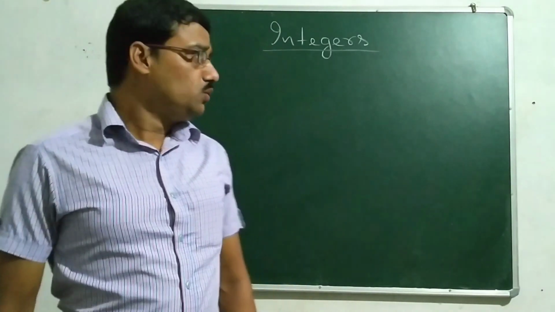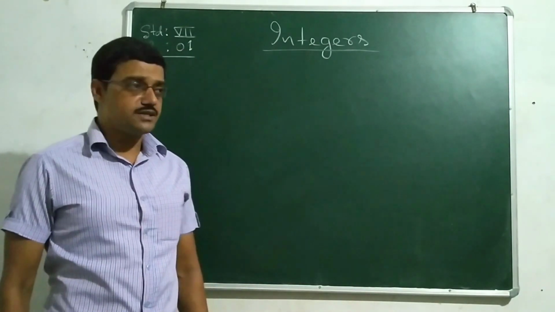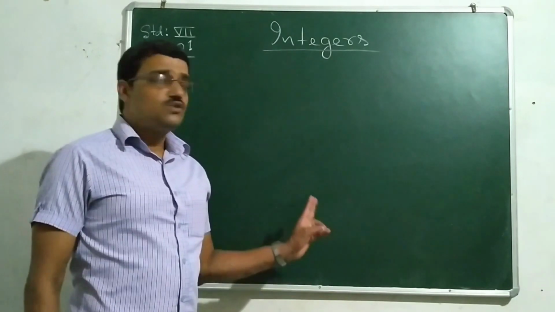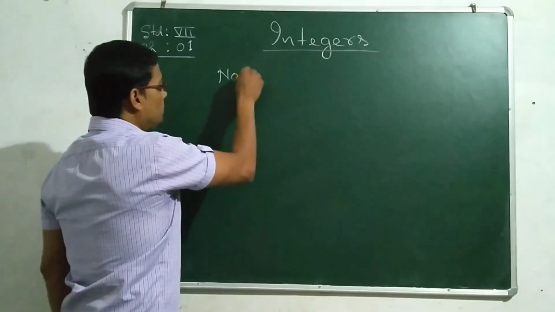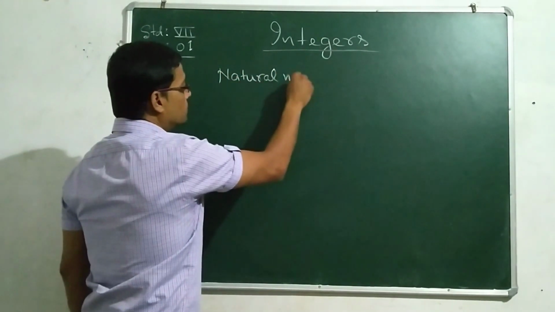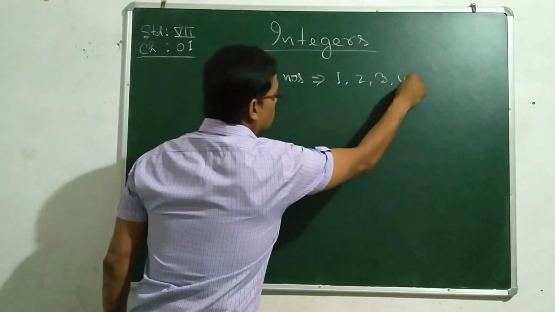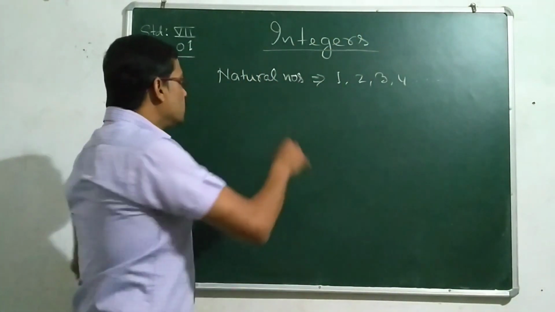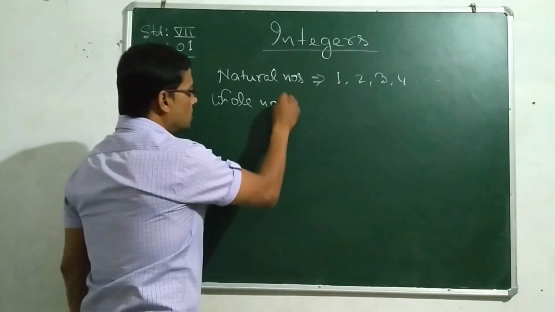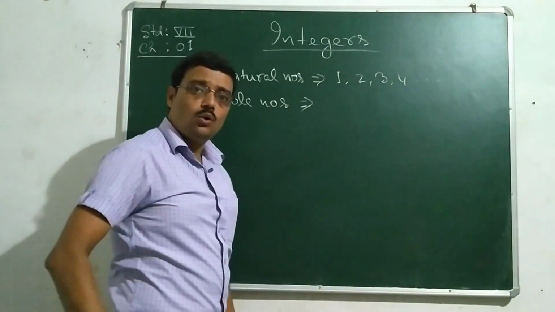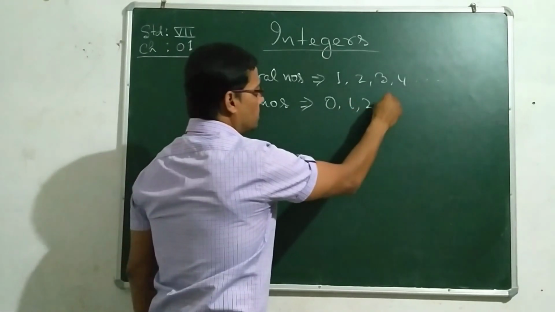I am going to explain you the first chapter of Standard 7, that is integers. In the previous class, you had learnt about natural numbers. Of course, natural numbers were 1, 2, 3, 4, and so on. Thereafter you had learnt about the whole numbers. Whole numbers included the zero and the natural numbers.